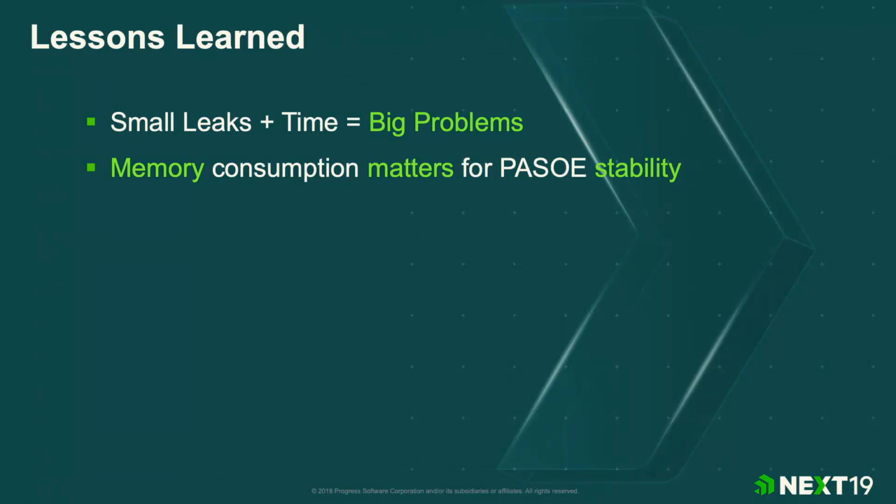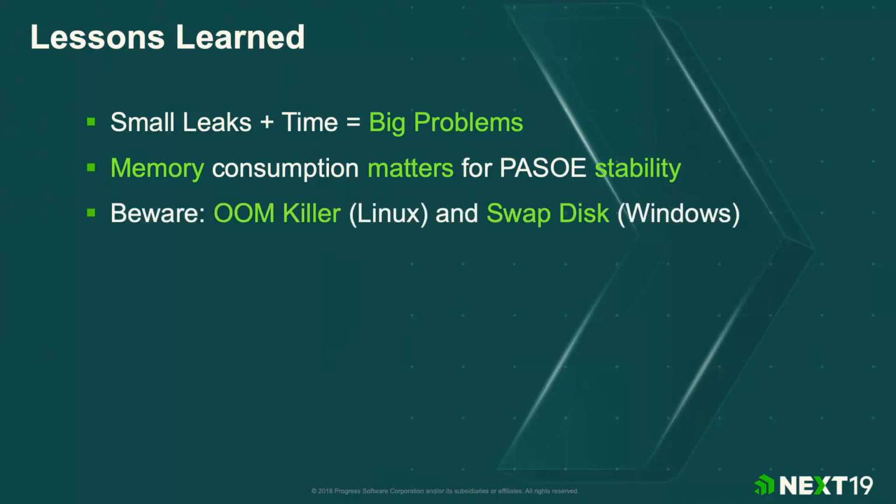So memory consumption matters for PAS stability, and it's not so much PAS itself, it's sometimes the operating system. That OOM killer has bitten us several times, and bitten several customers. Windows deals with swap disk. As soon as you start moving memory and dealing with that file I/O, that's going to be a killer for performance.